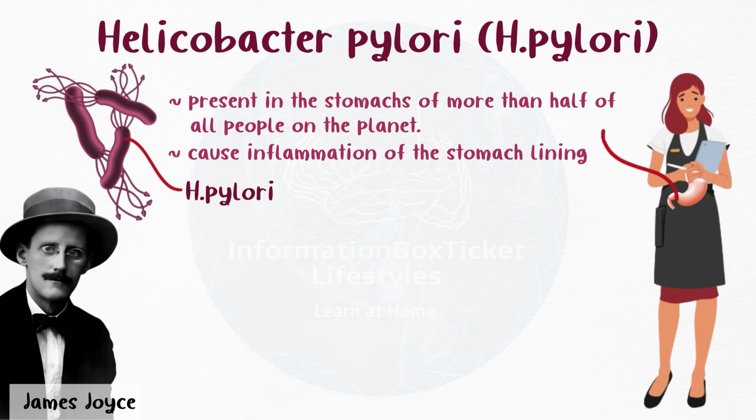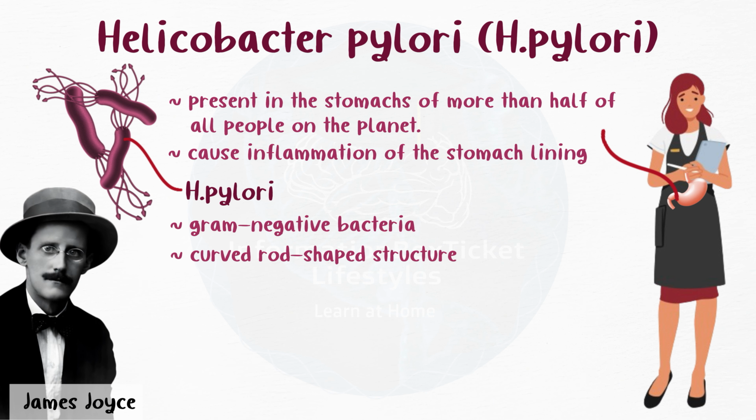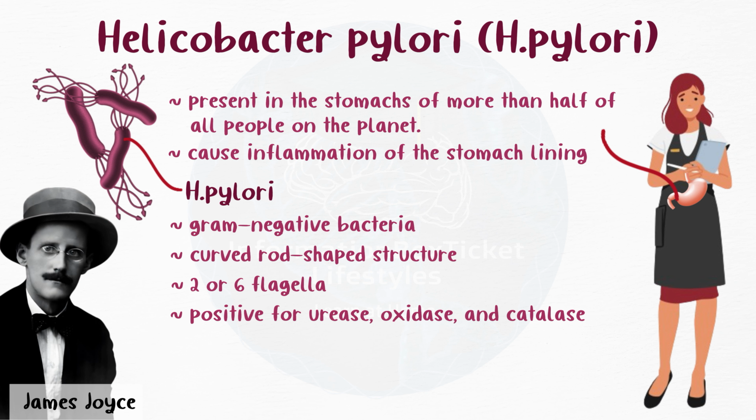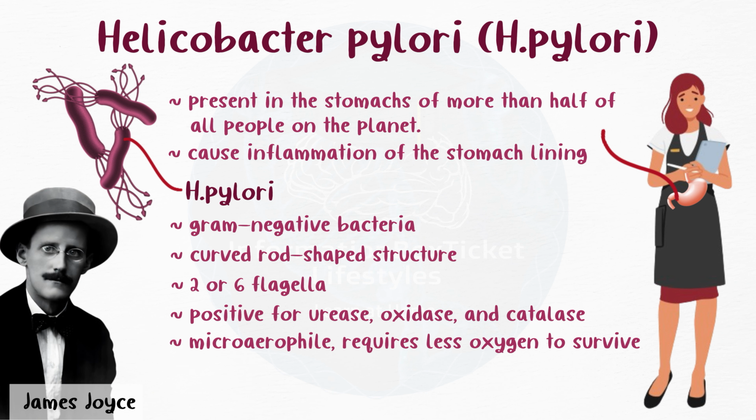H. pylori is a gram-negative bacteria with a curved, rod-shaped structure. It has 2 to 6 flagella, which function as multiple tails at one end for movement. It is positive for urease, oxidase, and catalase. It is also a microaerophile, meaning that it requires less oxygen to survive than what is normally found in the atmosphere.